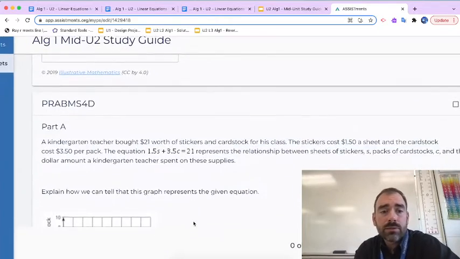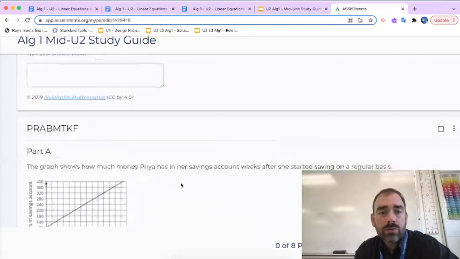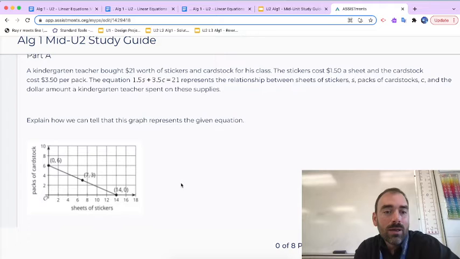Okay, so on to the next one. There's a lot of problems here. We've got 3 points. Explain how we can tell that the graph represents the given situation.